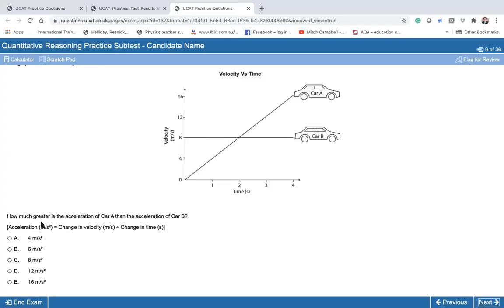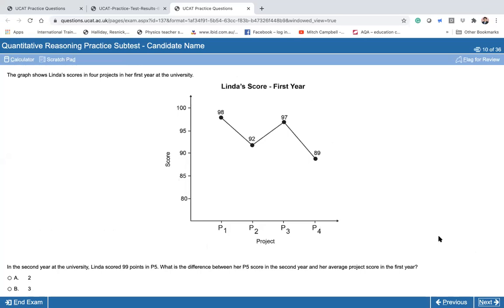Okay, so this is option A. Let's look at the next question. Now look at this question. Again, this question is based on graphs. You have Linda's score for the first year. The graph shows Linda's scores in 4 projects in her first year at the university. The y-axis represents the scores and the x-axis represents her projects.